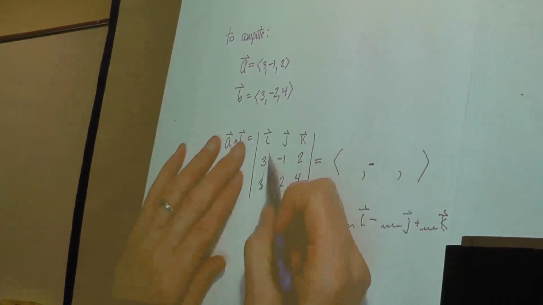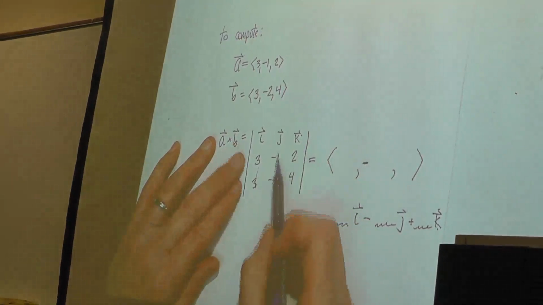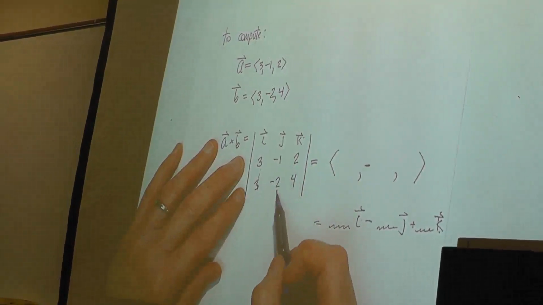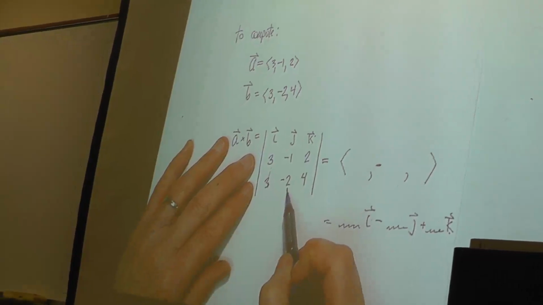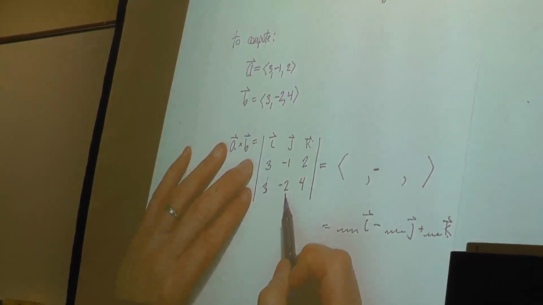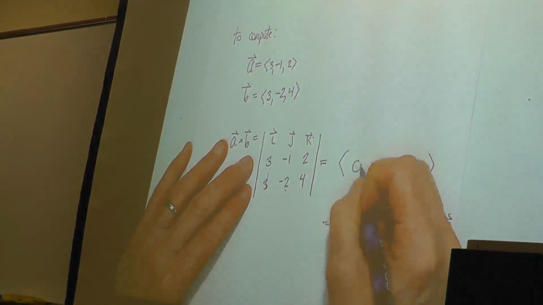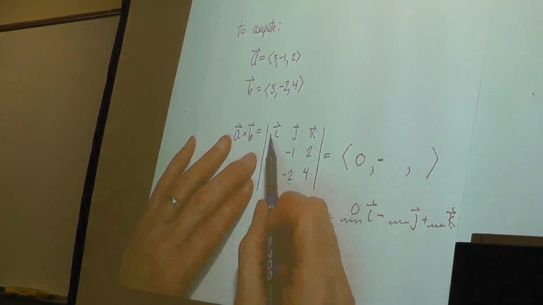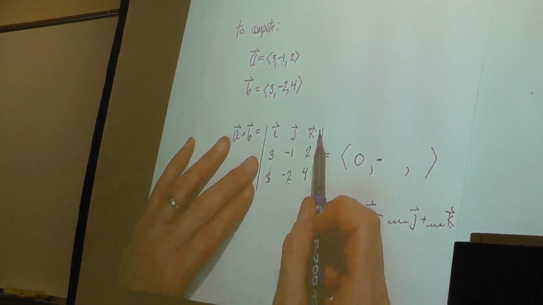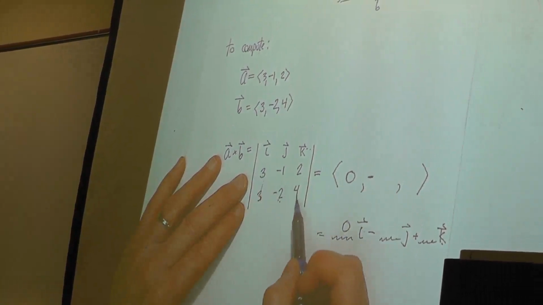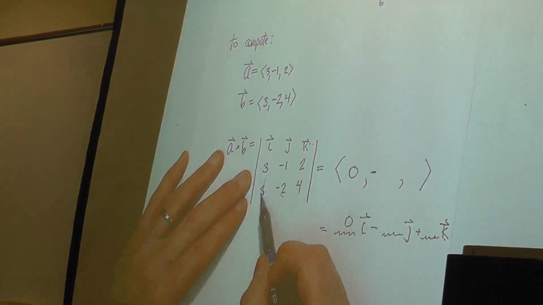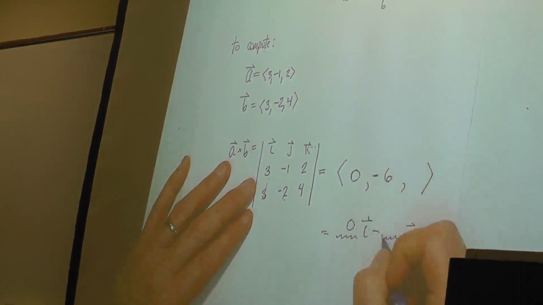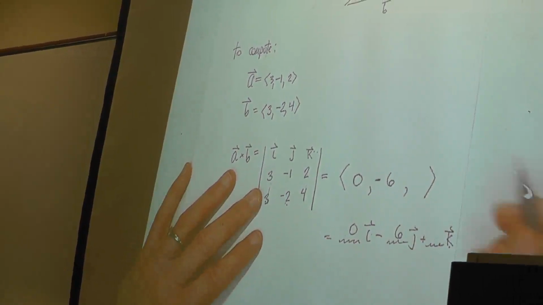I start with I, wipe out its row and column. I have -4 minus a -4. That would be 0. I move to J. I wipe out its row and column. I have 12 minus 6. That's 6, but it goes in as a -6, because of the sign.